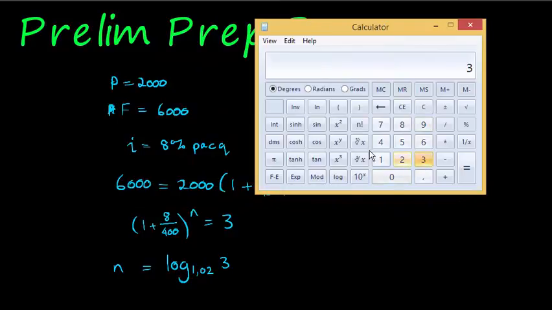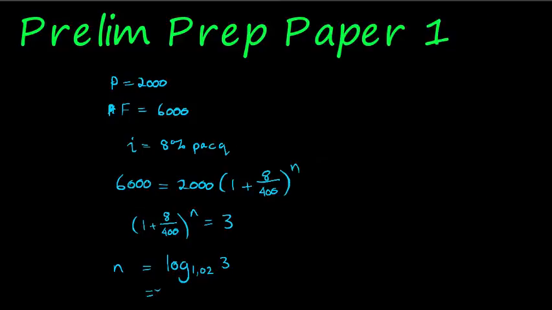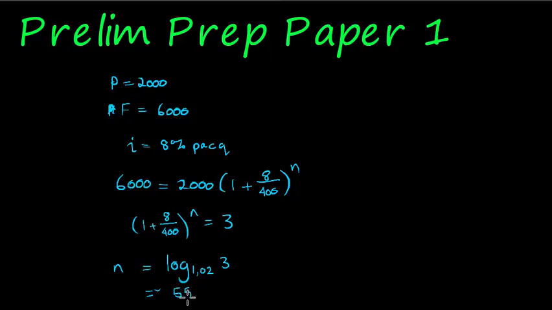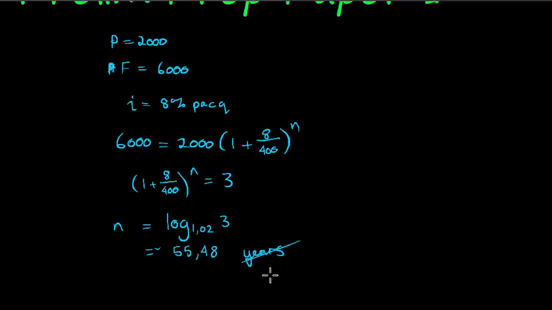I have to say log 3 divided by log 1.02. And there we go. N is equal to 55.48. 55.48 years? No, because we weren't working in years when we used our formula. It was quarters.